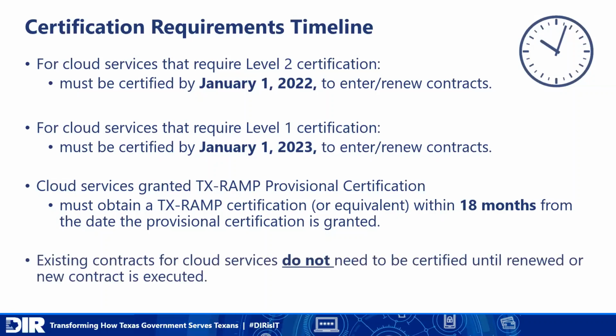And then one other note on here as well, existing contracts for cloud services do not need to have that cloud service certified until it is either renewed or a new contract for that service is executed. So it's essentially grandfathered in until the end of the contract period. So keep that in mind as well. That date for January 1, 2022 would be for only the new or renewed contracts for cloud services that meet level 2 definition. So with this, our whole intention is to ensure that we have adequate time to fully dedicate our resources and accurately and thoroughly vet these cloud service providers to be able to grant that eligibility for certification.